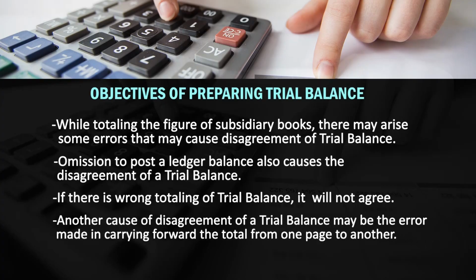So, if we make a mistake of making a wrong total of the trial balance, again it will not tally. Then the next one is, another cause of disagreement of a trial balance may be the error made in carrying forward the total from one page to another.